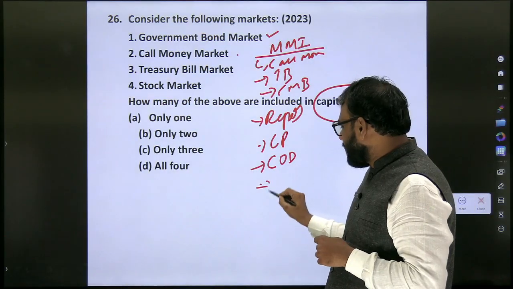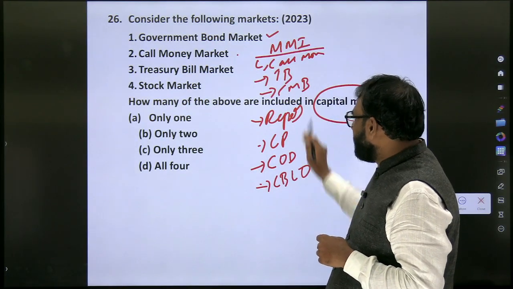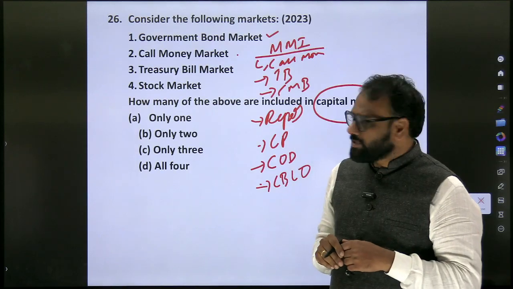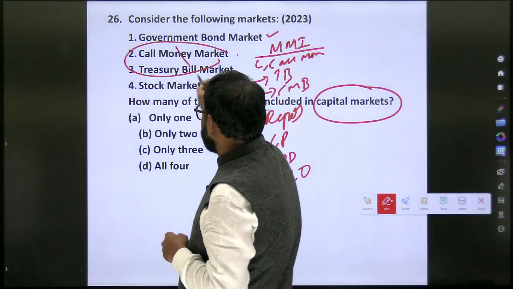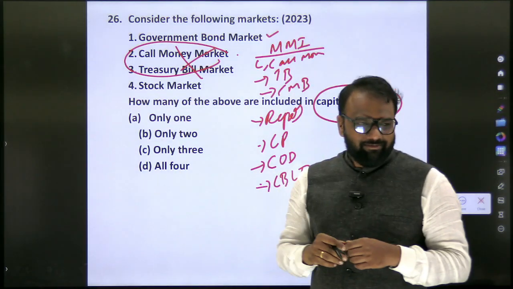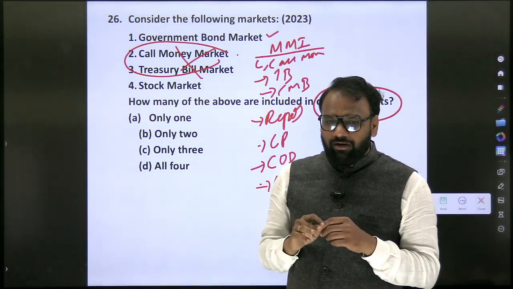Yes. Collateral. Borrowing and lending obligations. So all these are what? Money market instruments. Okay. As these are money market instruments, what will we do? We'll remove these two. Now, stock market. So obviously it's a capital market.